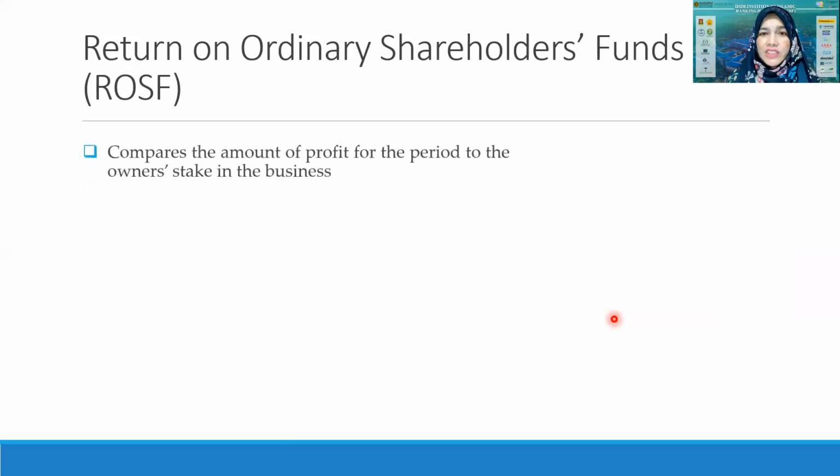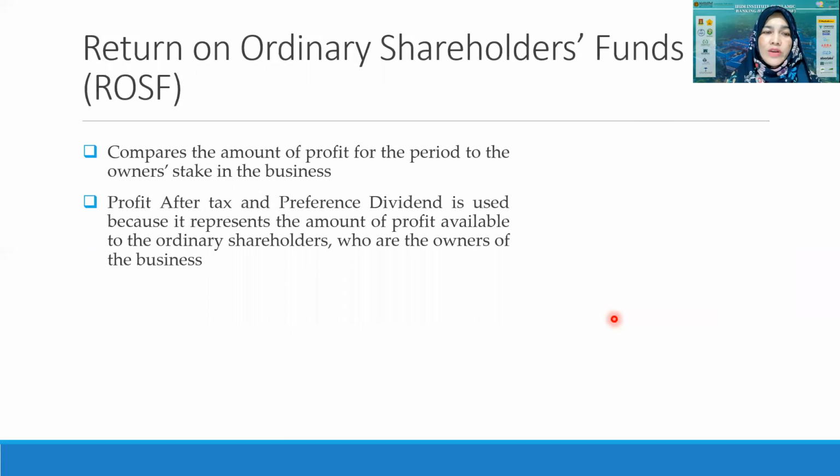Okay, this is the return on shareholders' fund. This is actually showing the profit to every RM1 of share contributed by the owner. It compares the amount of profit for the period to the owner's stake in the business, so to the owner's equity in the business. Owner's stake means the owner's equity. Usually the profit that we take to measure this is profit after tax and preference dividend. This is used to represent the amount of profit available to the ordinary shareholders, who are the owners of the business.